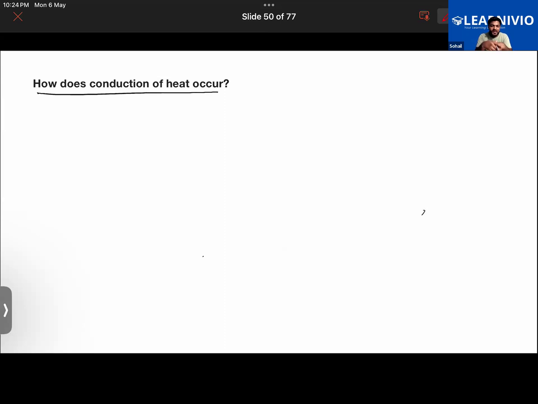Conduction is the transfer of heat from the hotter part of a material to its colder part, or basically from a hot material to a cold material in contact with it, from the hotter end to the colder end. Exactly. And without the actual movement of the particles of the substance, right? So in all solids, heat will be transferred by the process of conduction. Keep that in mind.